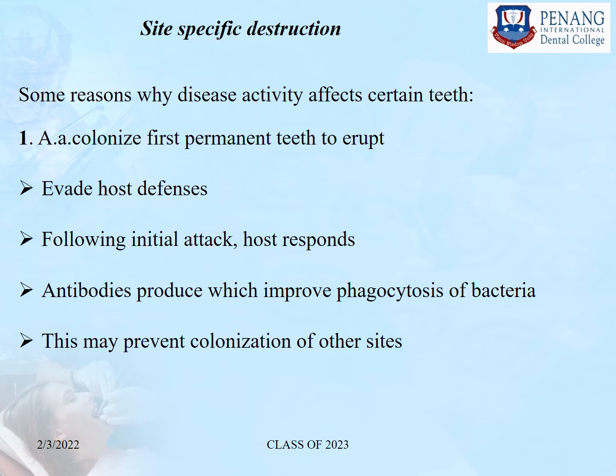It was found by certain studies that there were certain reasons attributed to it. A. comitans colonizes the first permanent teeth to erupt. So it evades the host. Following the initial attack, the host will respond. Antibodies are produced, and therefore it doesn't go to the other teeth. So this is why the other teeth are not involved, only the molars and incisors are involved.